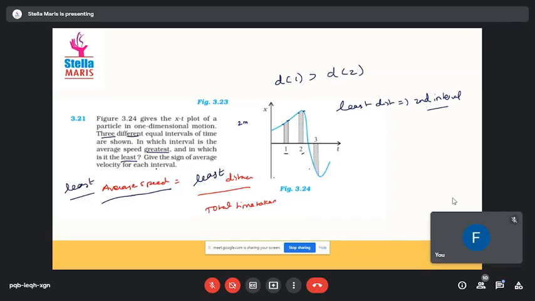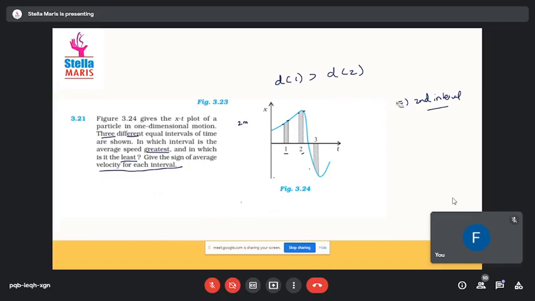Okay. So they're asking, give the sign of the average velocity for each interval. So try to answer that question by yourself. You can do it actually. You know the answer. So what is the sign of the average velocity for each interval? Just tell me. What will be the sign of the average velocity?